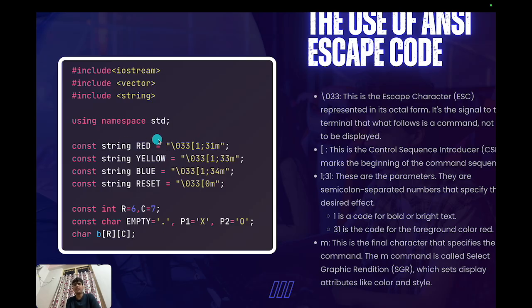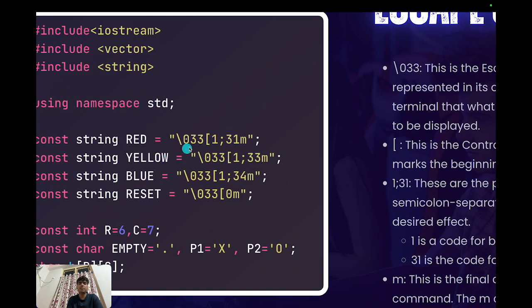What do red, yellow, blue and reset mean? First of all, there is a backslash here. The backslash defines that this is not a simple text. This is not just a normal string that you want, this is something else that we'll understand later, right?